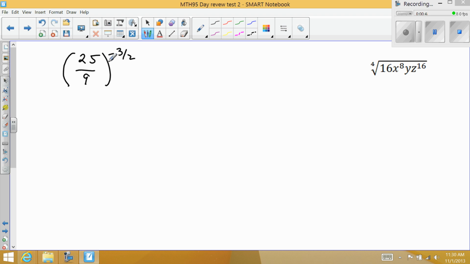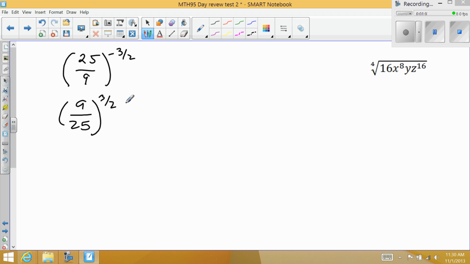I like to take care of the negative sign first, so what I'm going to do first is the negative exponent means a change of position. What was in the numerator moves down to the denominator, what was in the denominator moves up to the numerator. And so then we can write it as positive 3/2 for our exponent.